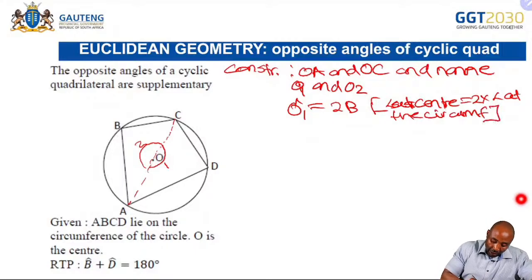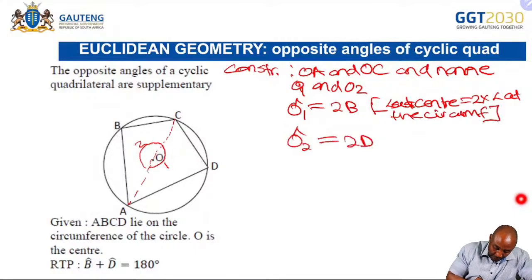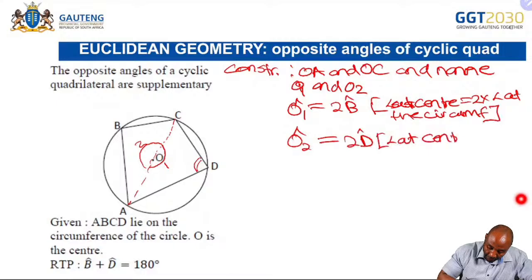Again, if we look at our O2, O2 will be equal to 2 times angle D. O2 is that one, this part. So it is 2 times angle D. Again, this is angle at center is equal to 2 times angle at circumference.